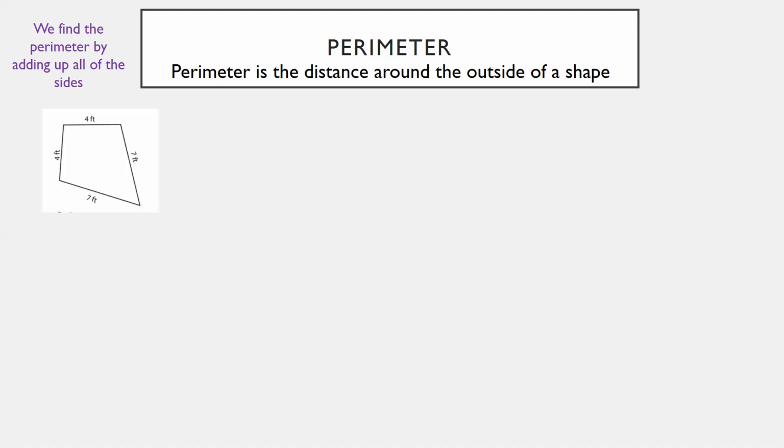So we've got this shape here. We've been given all of the lengths, so all we need to do is add them all up. So 4 plus 4 plus 7 plus 7, that's going to give us 22.